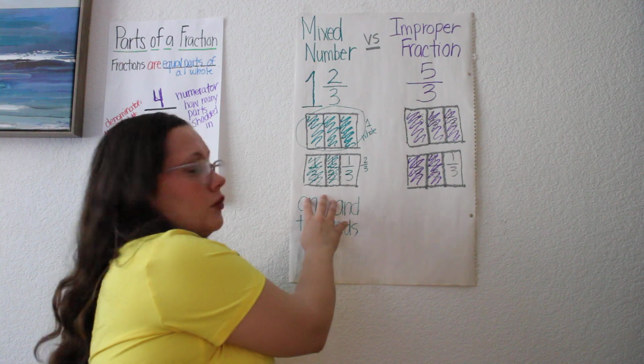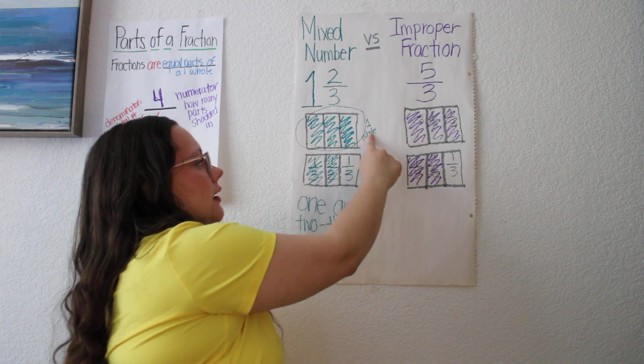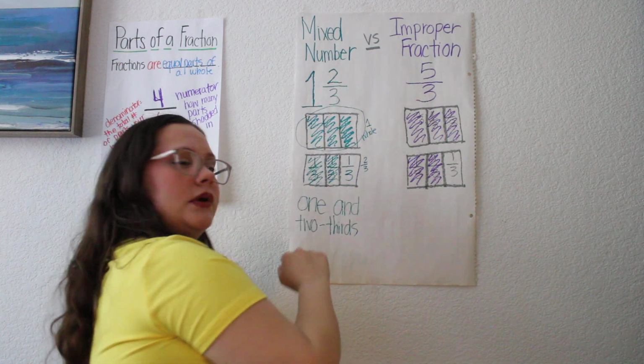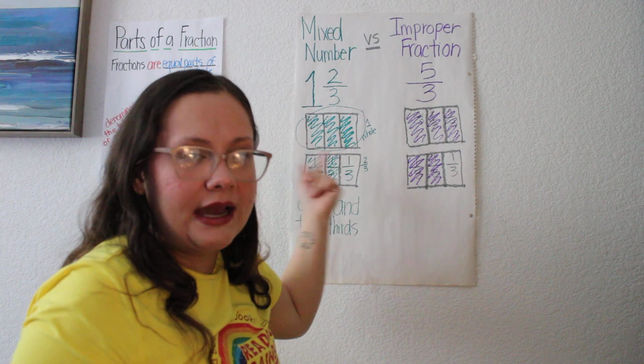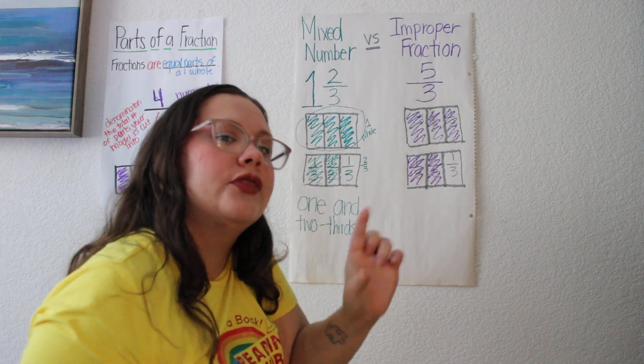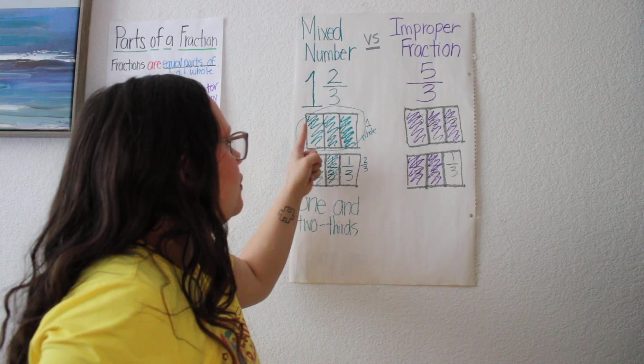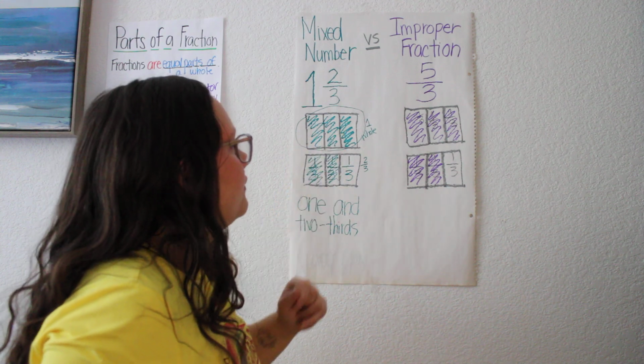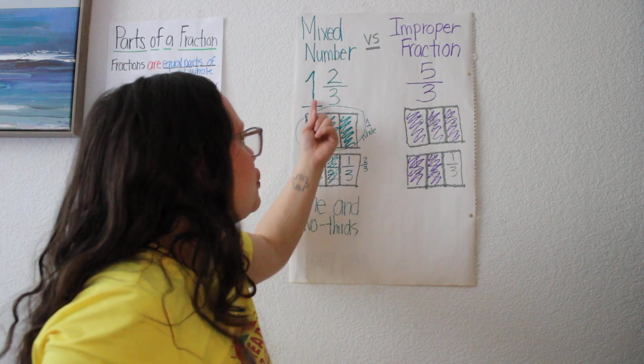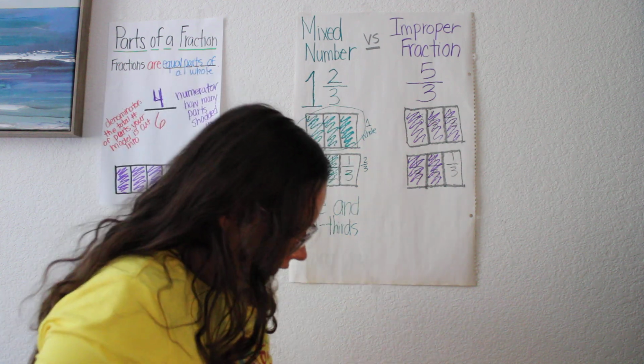Here, I showed you. I got 1 whole piece shaded in plus 2/3. If I break it down, I'm about to count how many actual little 1/3 pieces I have shaded in. And that's 1, 2, 3, 4, 5. 5/3. It's just written in a fancy way.